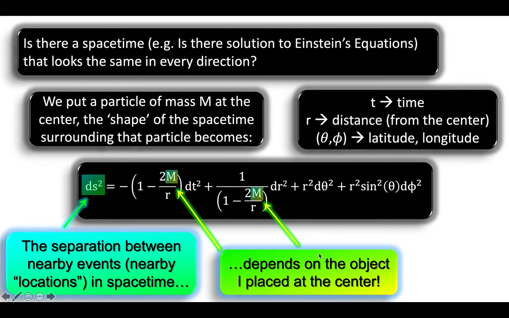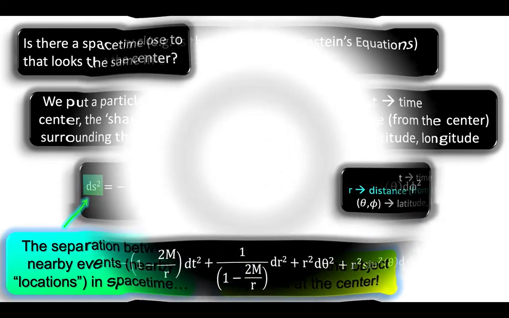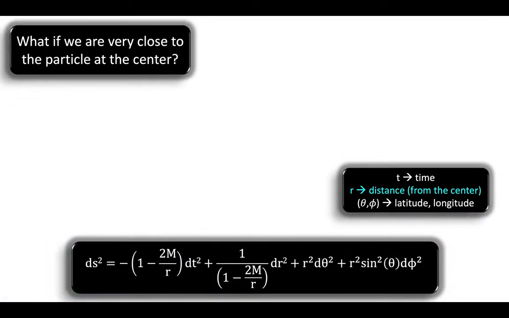But if I place a different type of particle down with a different mass, then I will have the separation between events in space-time to be something else. So the shape of space-time depends on the particle that exists in that space-time. So space and time are very intimately related with each other. So what are we going to do with this?